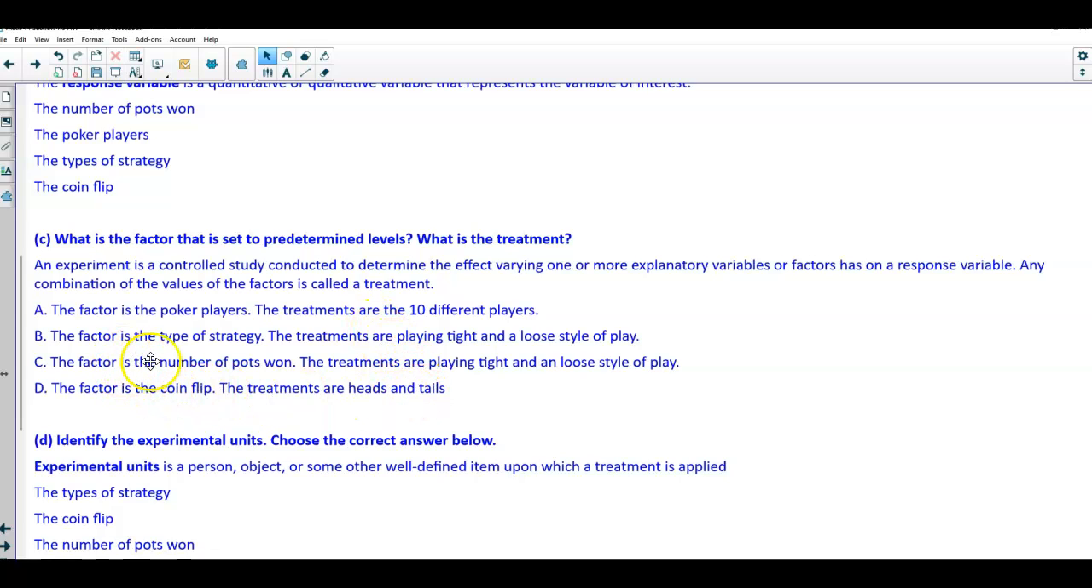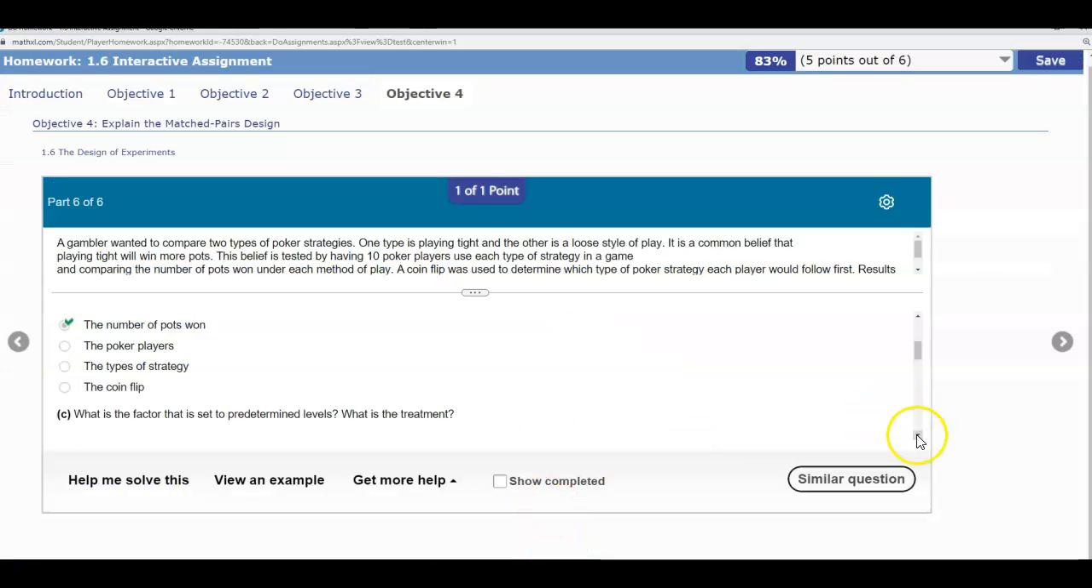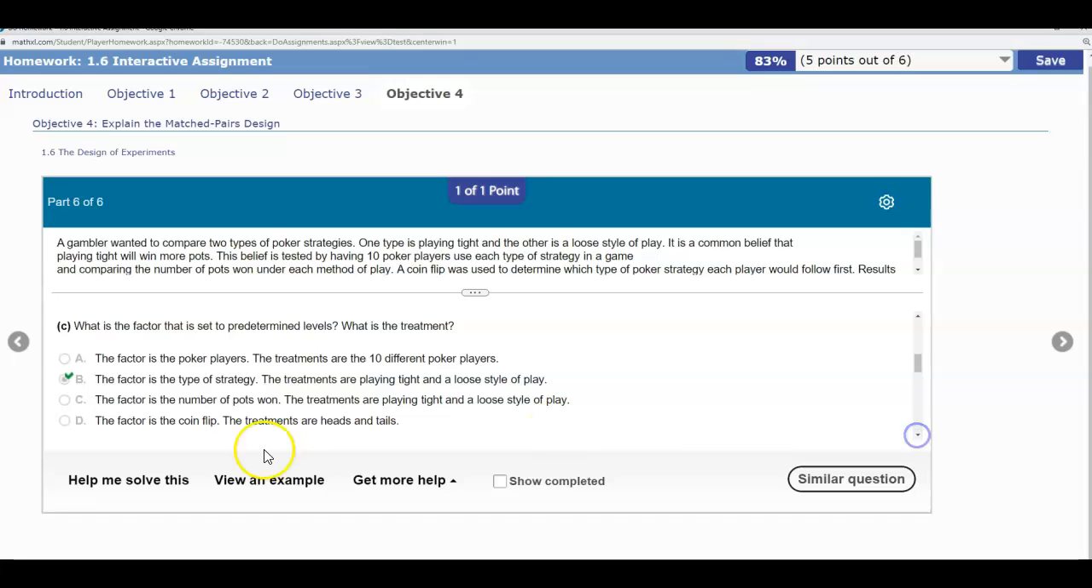So the factor is the type of strategy, and the treatments are playing tight and a loose style of play. So therefore, again, the factor is the type of strategy and the treatments are playing tight and a loose style of play.